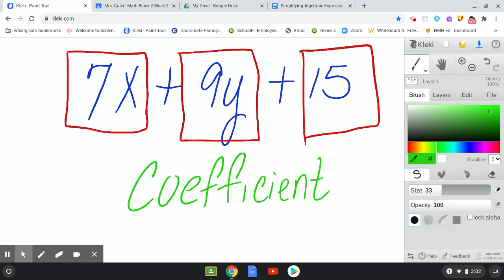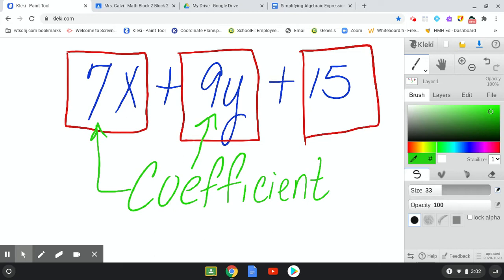So, our coefficient is the number located right before the variable. So, in this case, our 7 is the coefficient. We have a 9 as a coefficient. And our number 15 doesn't have a coefficient because we don't have a variable associated with it, okay?